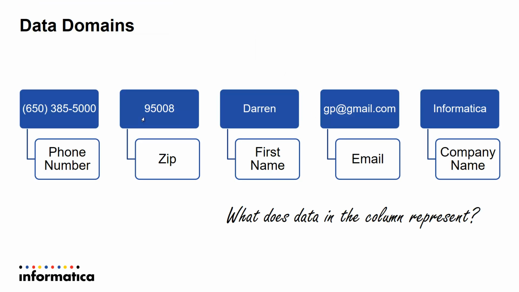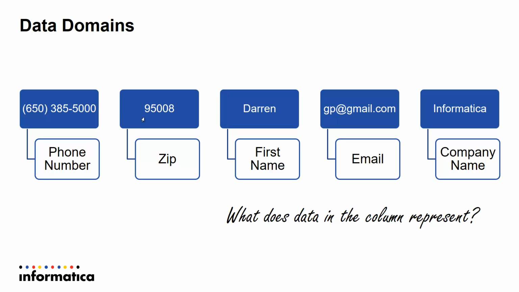So let's talk about data domains. Data domain answers the question, what does data inside this column represent? Enterprise Information Catalog looks at column data and uses machine learning and pattern recognition to automatically classify and label this column data as it comes in. Let me demonstrate with an example.